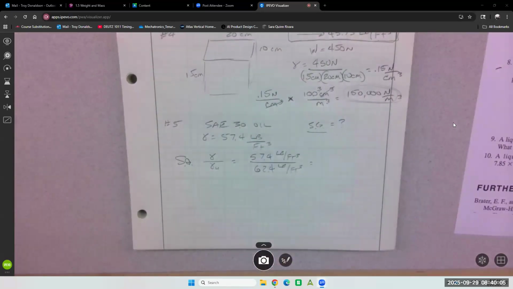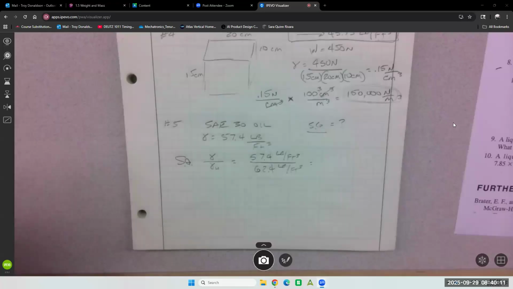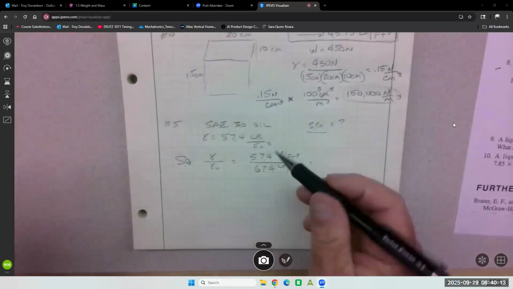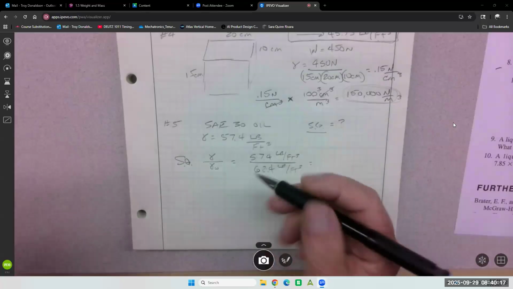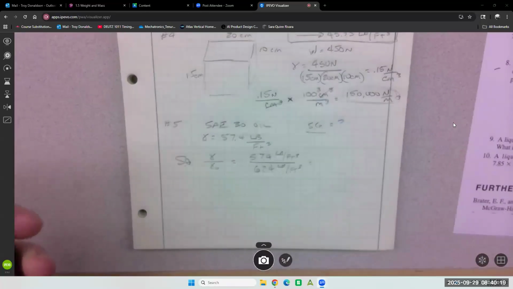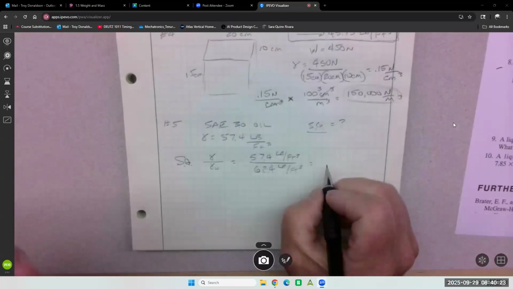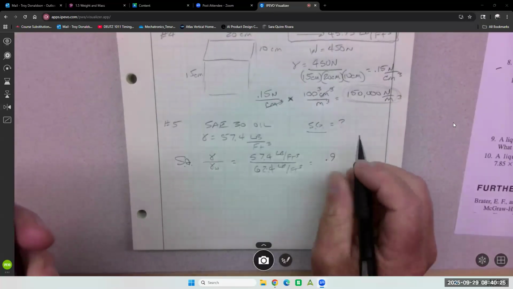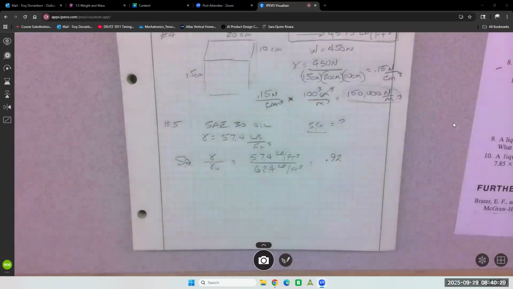What'd you get? 0.91987. Sounds right. I'd say, because if it was 62 over 62, that'd be 1. So anything smaller is going to be a little less than 1. We're going to do our rounding, 0.92. And what's the unit of specific gravity?